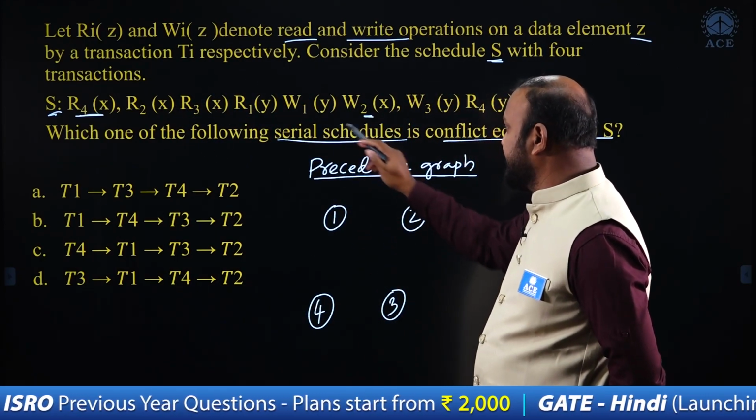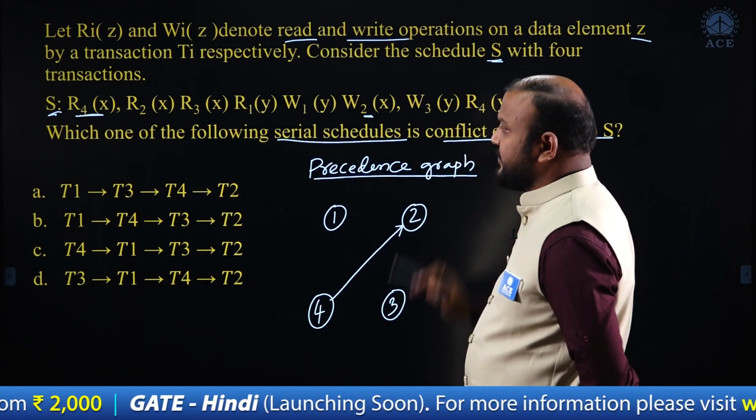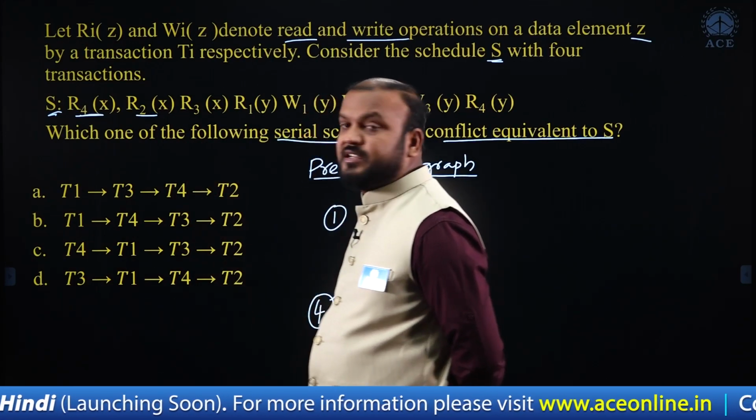Means we have a conflict from 4 to 2. Draw an edge from 4 to 2. This is why. Now continue with the second operation.